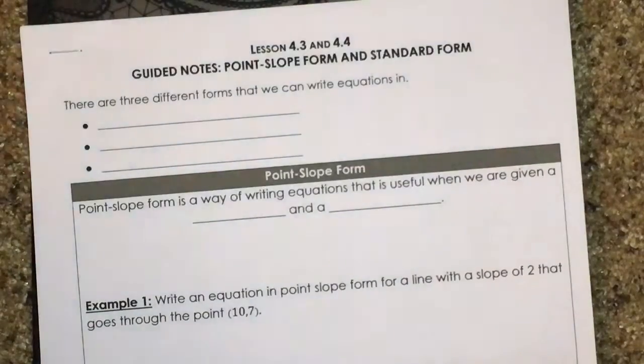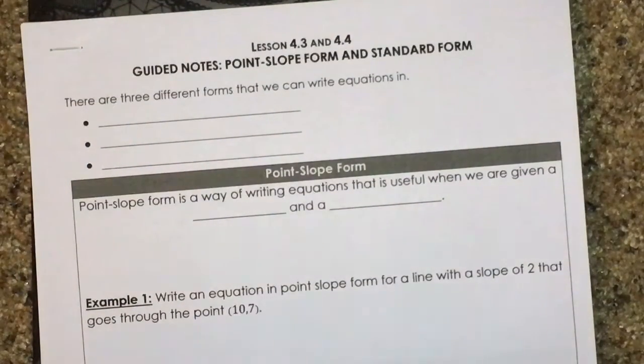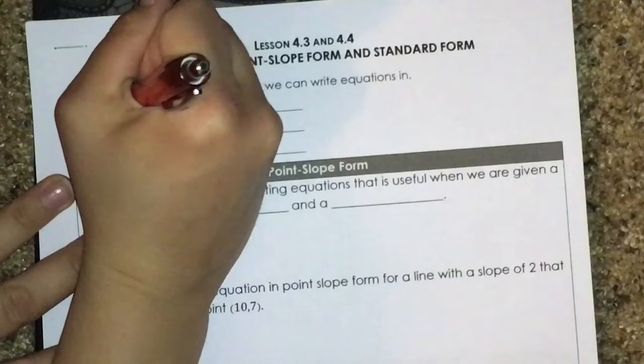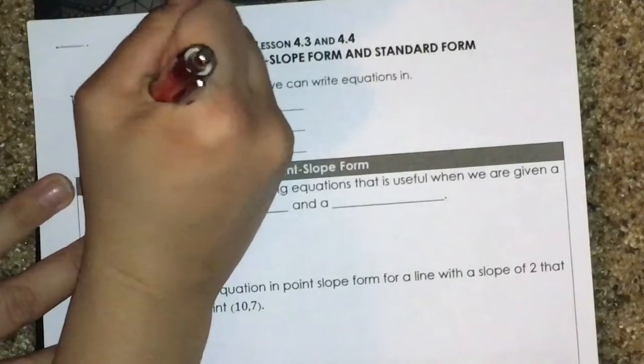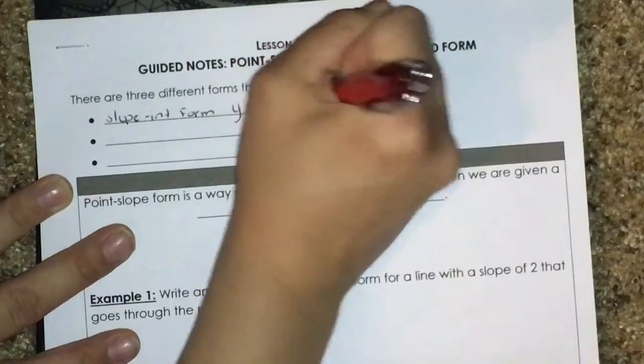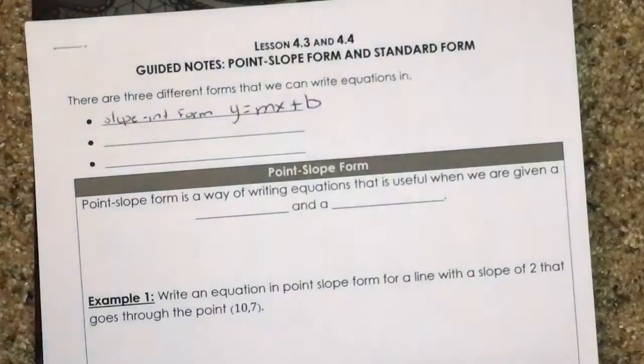Okay, we are on to lesson 4.3 and 4.4. Now there are three different ways that we can write our linear equations in. The first is slope-intercept form. Okay, that one is y equals mx plus b. That is probably the one that you are most familiar with.